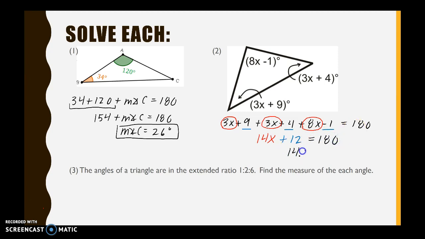Okay, so we're just combining like terms before we even start to solve. Subtracting 12 from both sides, I get 168 degrees. And then when I divide by 14 on both sides, I get x is equal to 12. I'm not finished, but for homework, I want you to actually find the measure of each angle in the triangle.